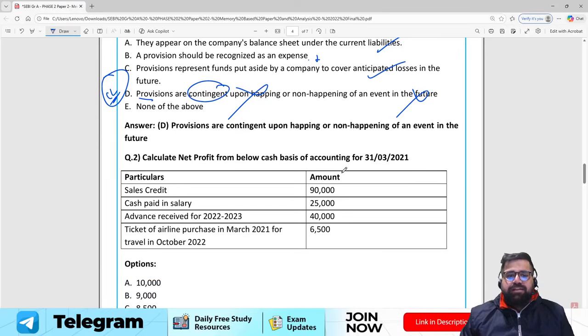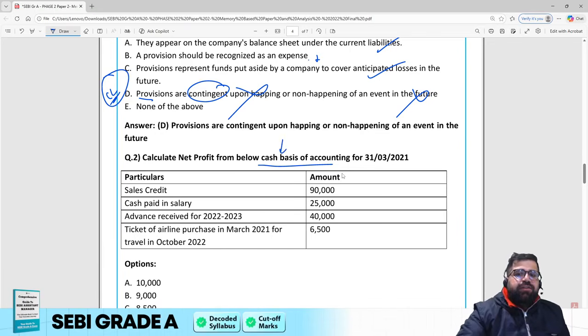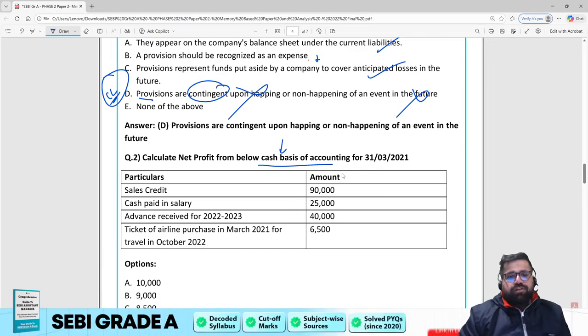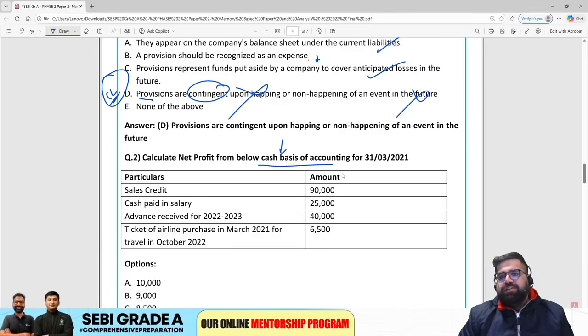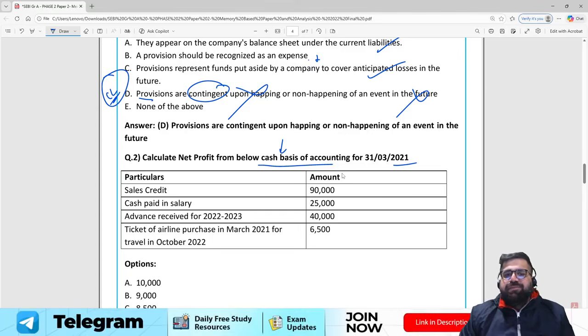Next question, my friends. You have to calculate the net profit from below using cash basis of accounting. So you have to use cash, not accrual. Although if nothing is mentioned, then we use accrual. But over here they have mentioned cash basis of accounting. So please try to solve this question. Calculate net profit from below on cash basis of accounting for the year ending 31st March 2021. Now on cash basis, will you take sales which is done on credit?